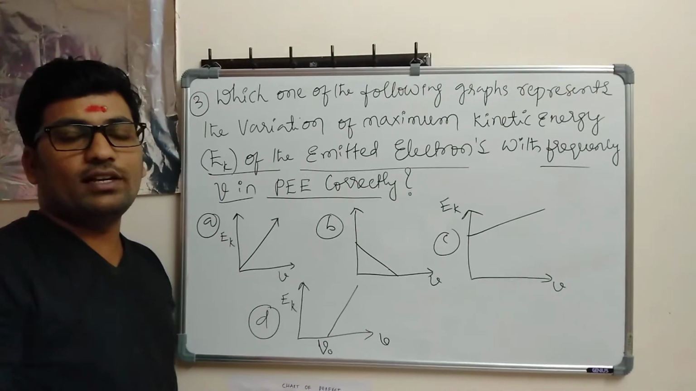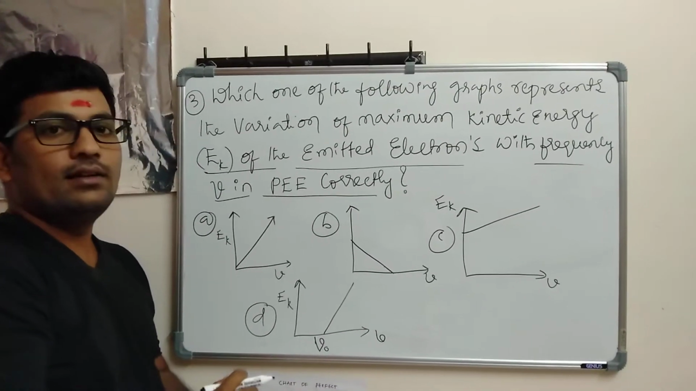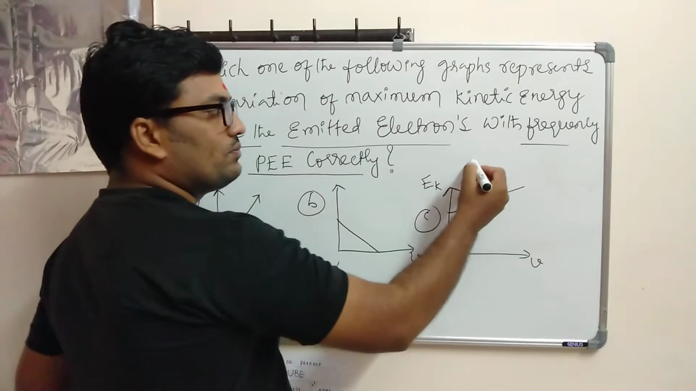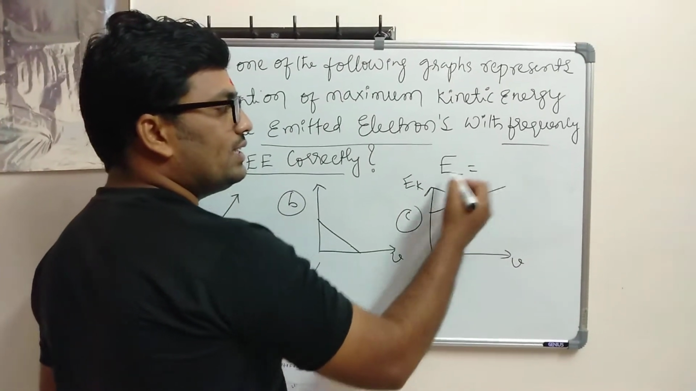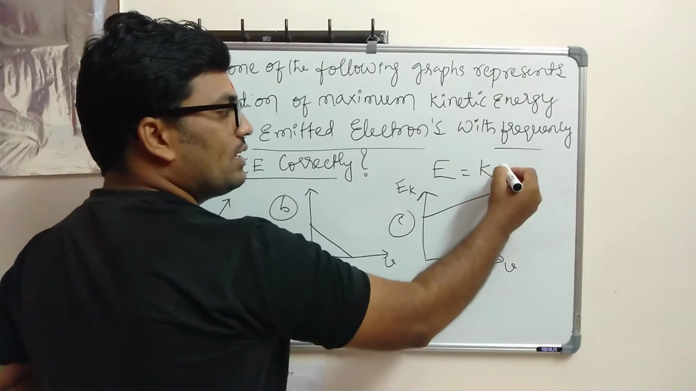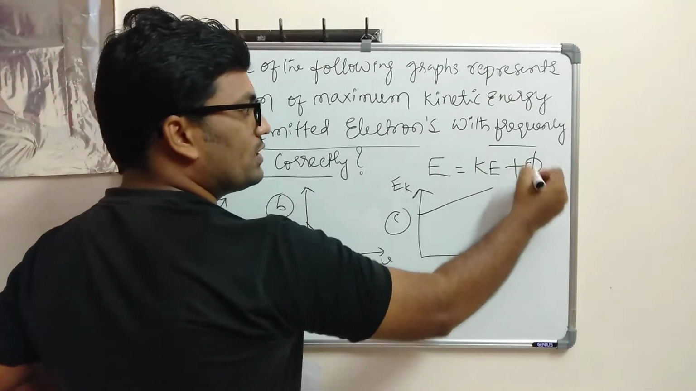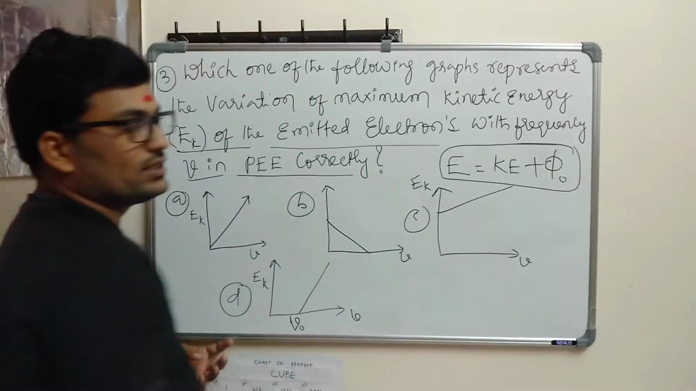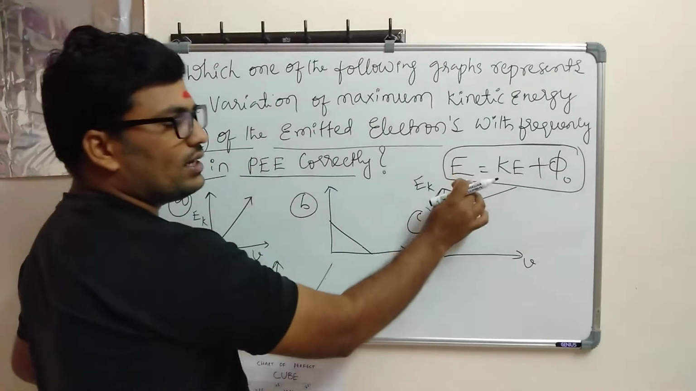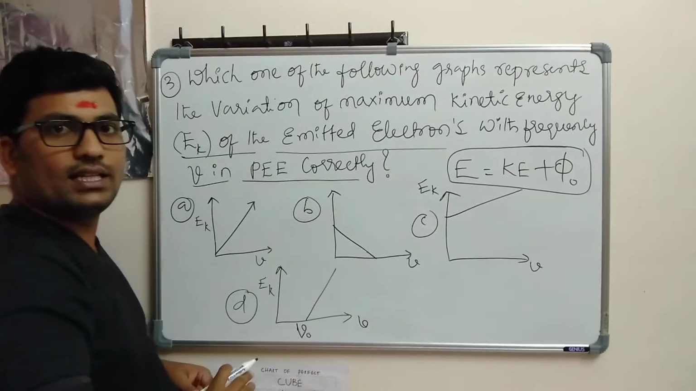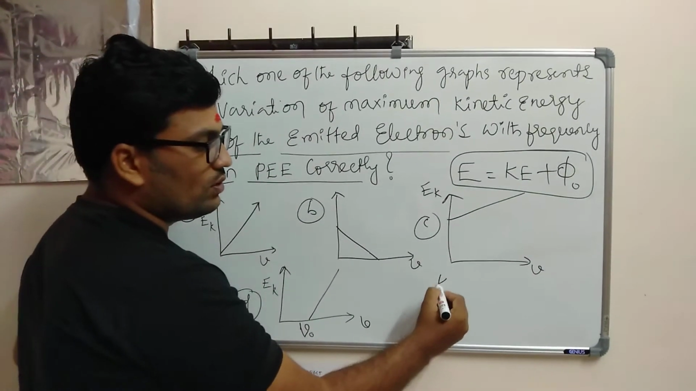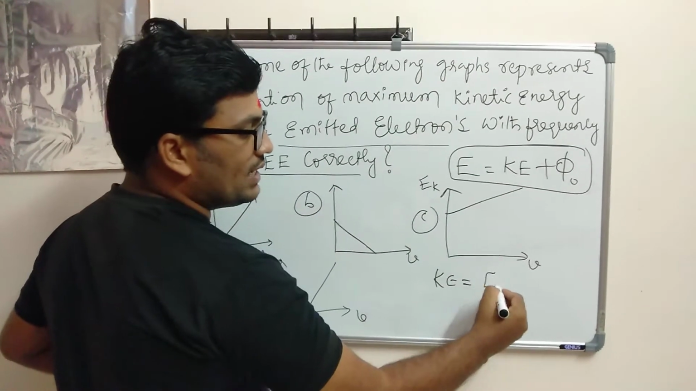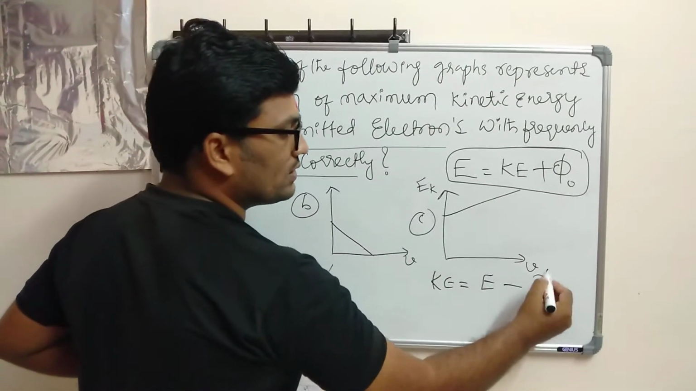For this one, what we have to do is apply Einstein's equation. What is Einstein's equation? E is equal to kinetic energy plus work function. So if you want to write the kinetic energy, kinetic energy is equal to total energy minus the work function.